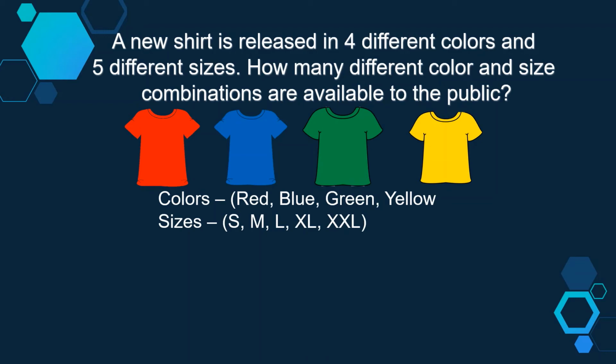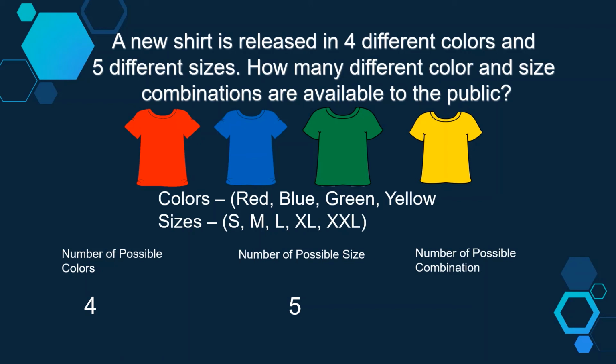So ang gagawin lang natin is to multiply the choices natin ng color and yung choices natin sa sizes. So for the number of possible colors, meron kang 4. Number of possible size, meron kang 5. At para makuha natin yung number ng possible combination is we just multiply 4 and 5. So we will get 20. Meaning, there are 20 different color and size combinations available to the public.